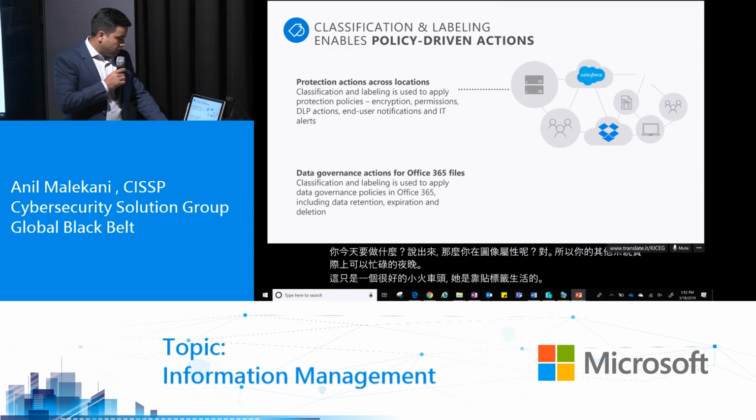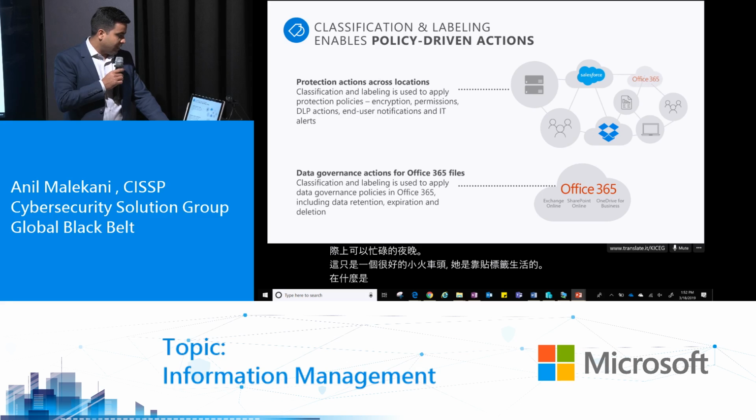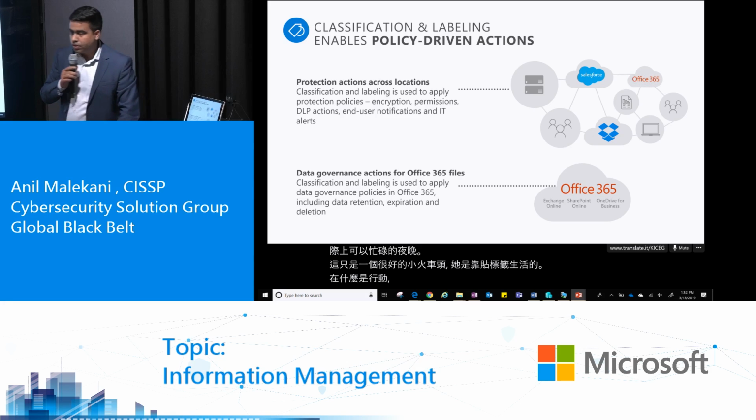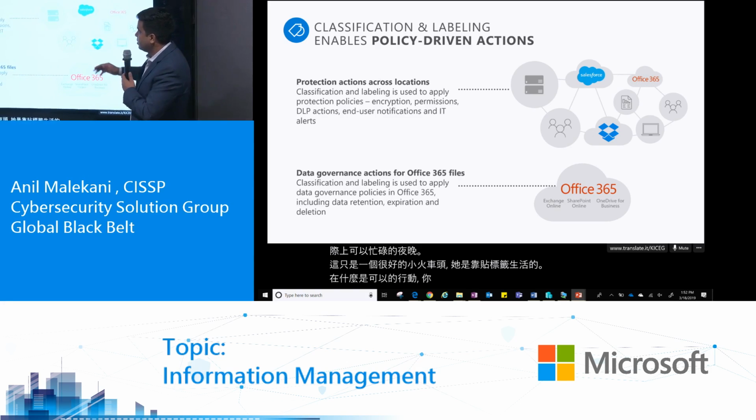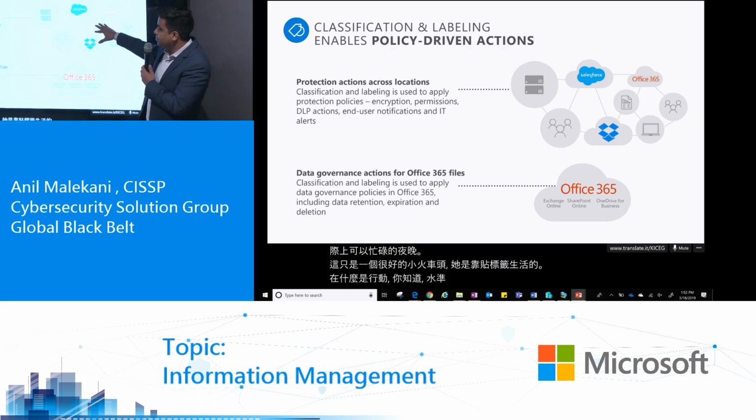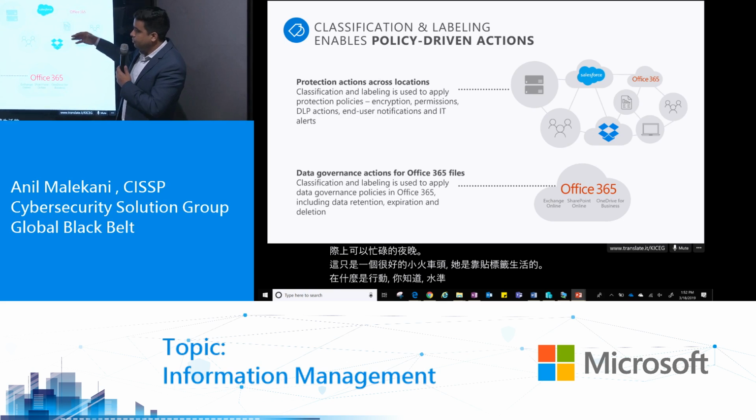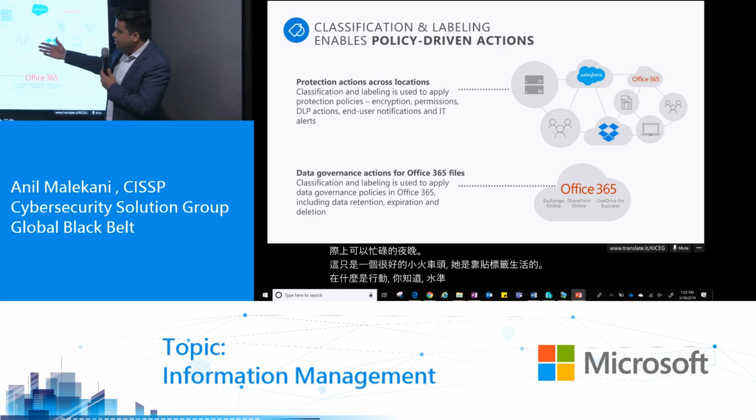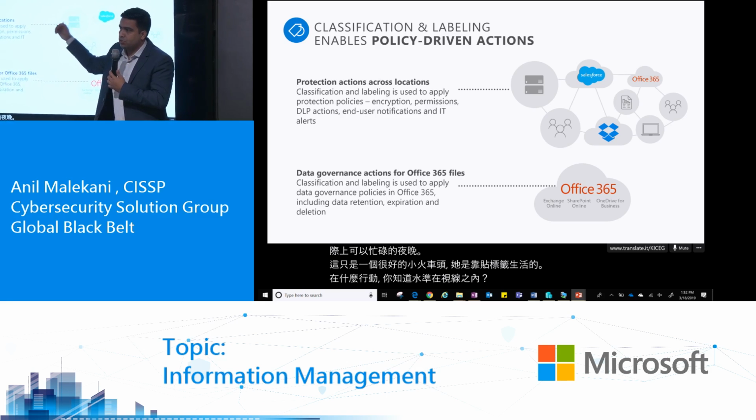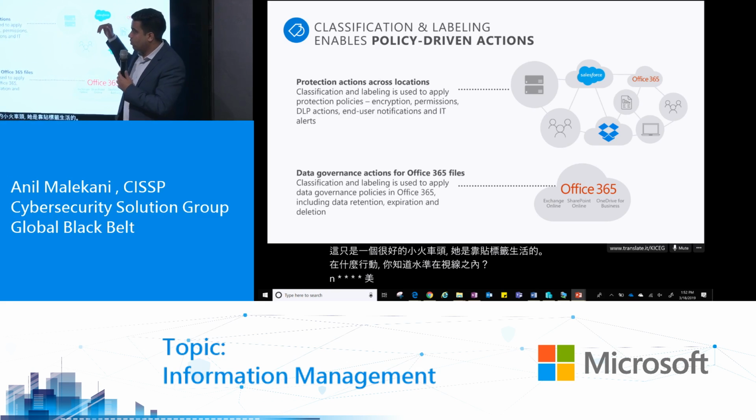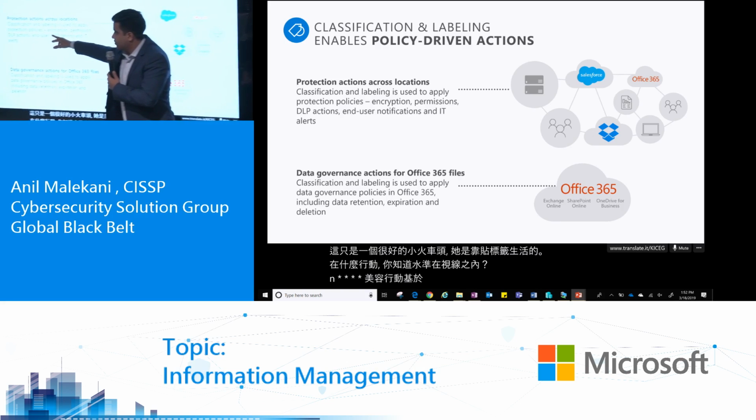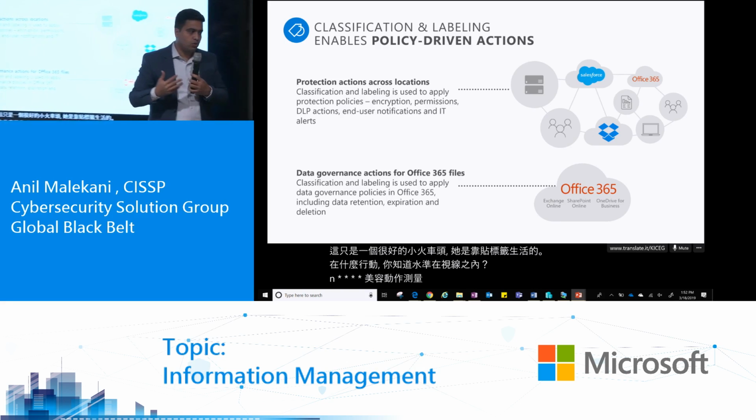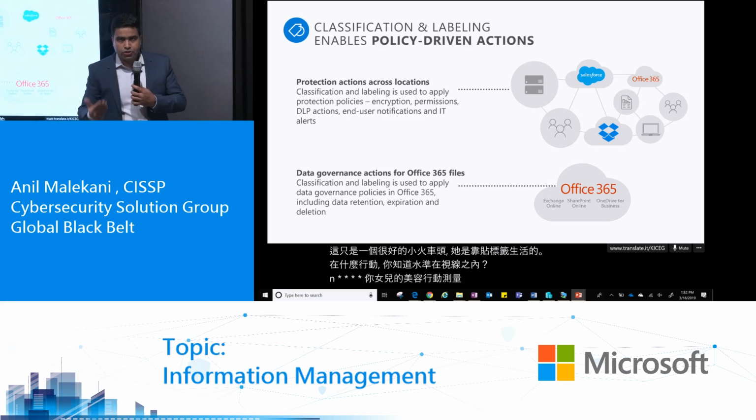And what are the actions that can be driven with this, right? So protection actions across locations. Based on the classification and labeling, you can do different things. One of the very basic things that you can do is take a DLP action based on the classification of a document, or the built-in action of protect. Protect is going to be part of the built-in action of a label as well.